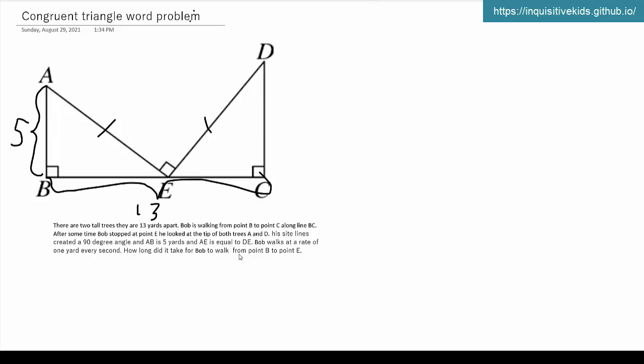The problem is asking us how long it took for Bob to walk from point B to point E. And the problem says that every second, Bob walks 1 yard. The time is equal to how many yards BE is divided by 1, which is just BE. So we need to figure out what BE is to solve this problem.